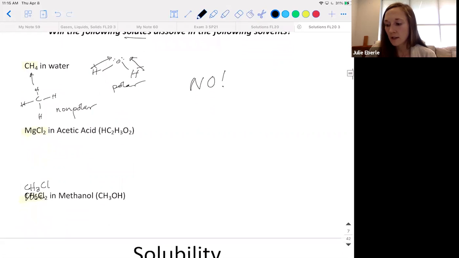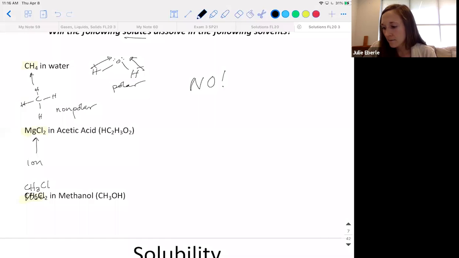All right, next one, MgCl2 in acetic acid. So you have the acetate ion with an extra hydrogen, which makes it acetic acid. And you have MgCl2. So what kind of molecule is MgCl2? Or is it a molecule? Or is it an ionic compound? What do y'all think? Summer says ionic. Keegan says ionic.